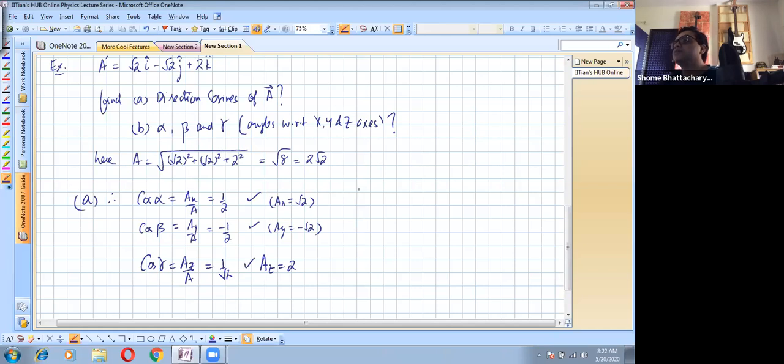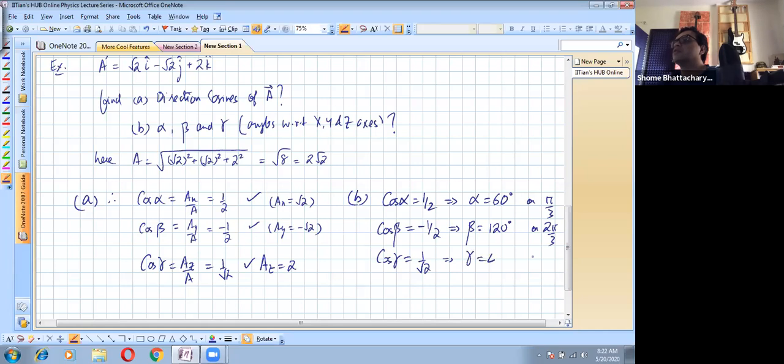Now your second part is finding out the angle itself. So cos alpha is equal to 1 by 2 means that alpha is 60 degrees, and you can also express this as pi by 3, as you remember. Cos beta is minus half, so that means beta is actually 120 degrees, or 2 pi by 3. And cos gamma is 1 by root 2. That means gamma is 45 degrees.